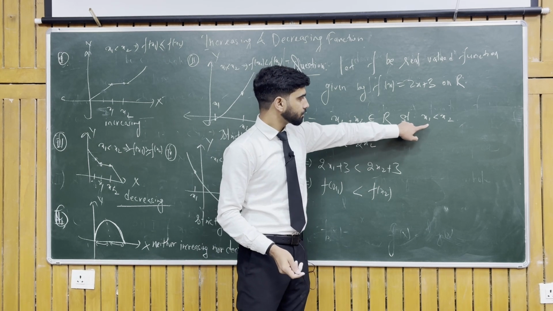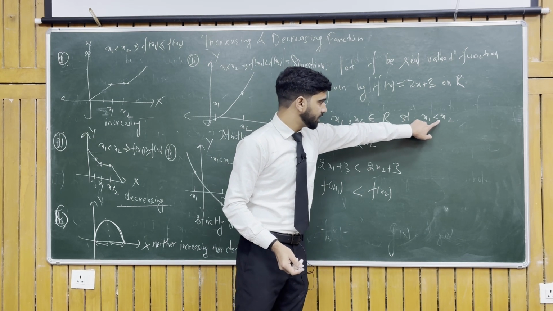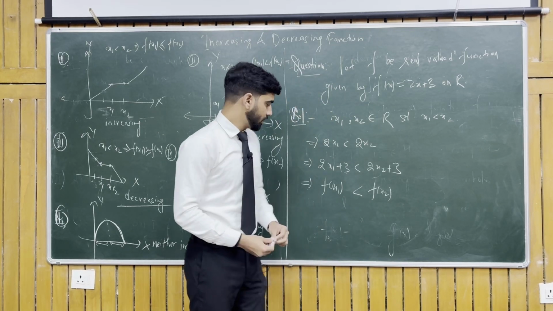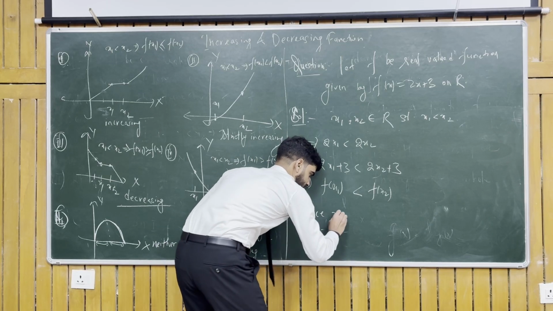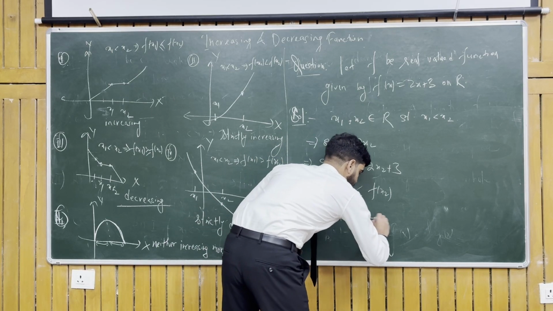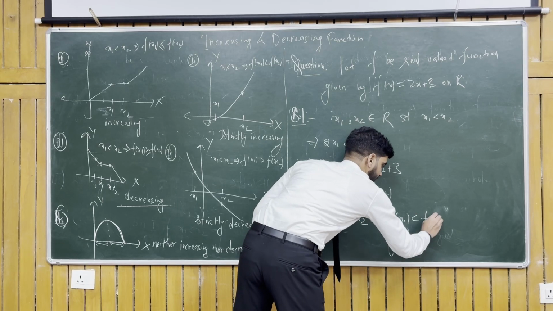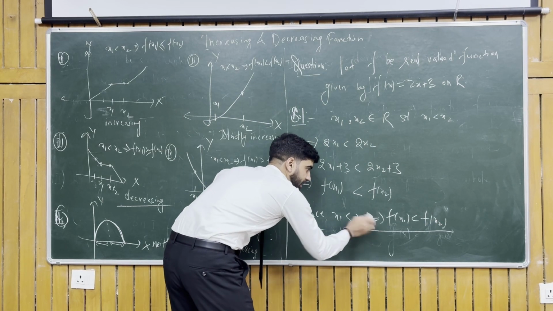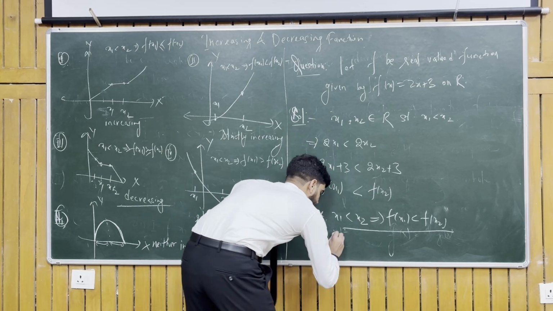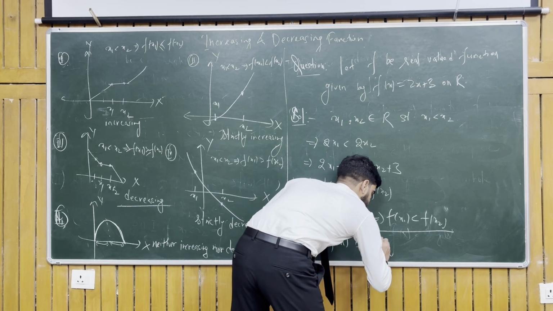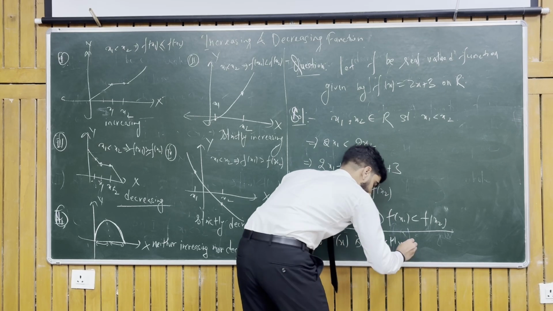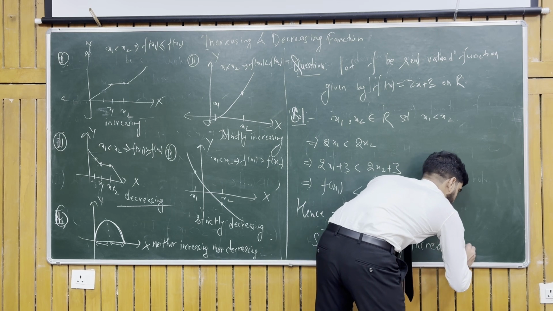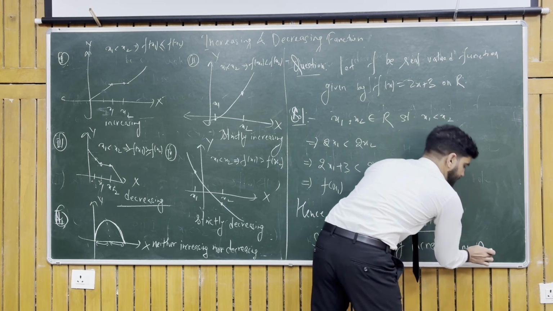From starting, we suppose that x1 is less than x2, and we have proved that f at x1 is less than f at x2. So hence, x1 less than x2 implies that f at x1 is less than f at x2. This is the condition of a strictly increasing function. So f(x) is strictly increasing on R, on the set of real numbers R.